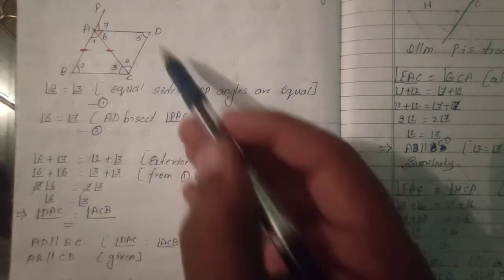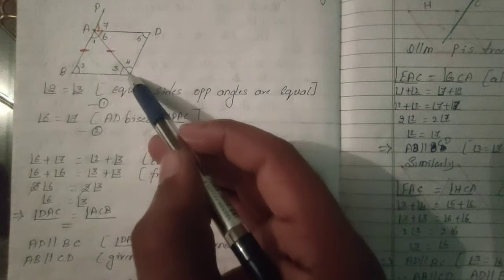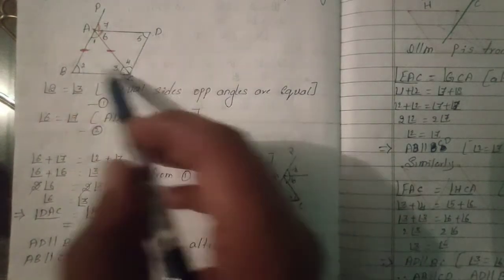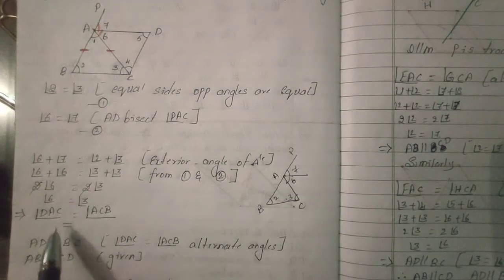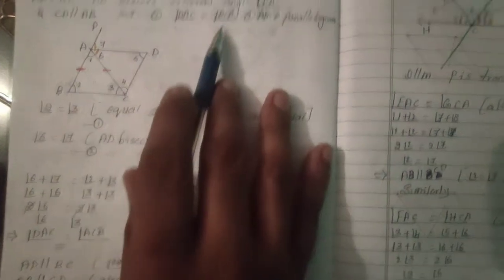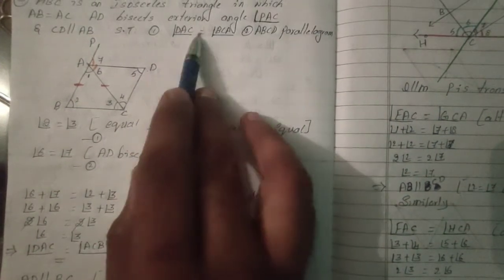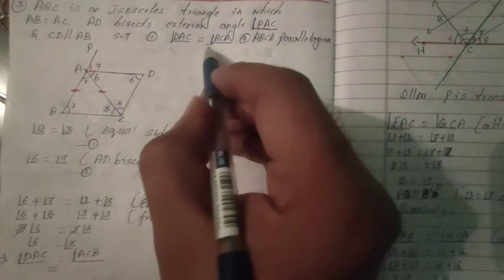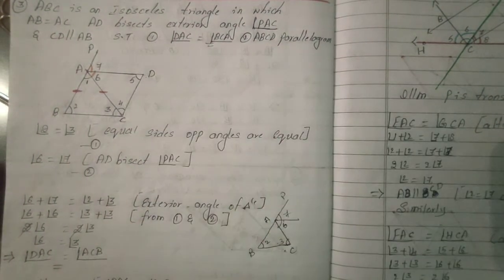Angle 6 means what? DAC. Angle 3 means what? BCA or ACB. Meanings are same. So this is what I need to prove. Okay. Second thing, I should prove ABCD is a parallelogram.